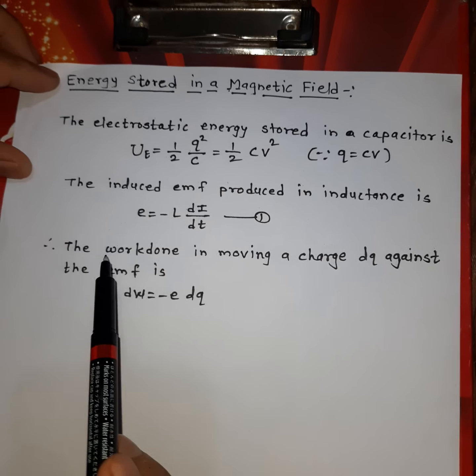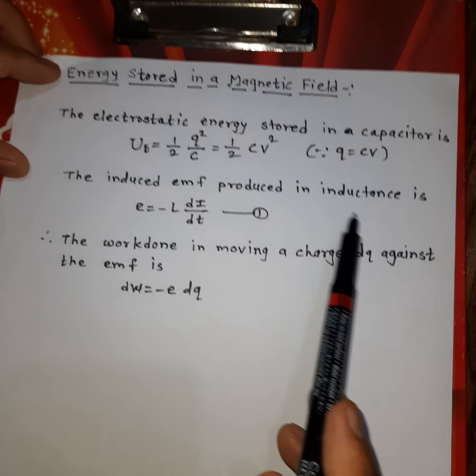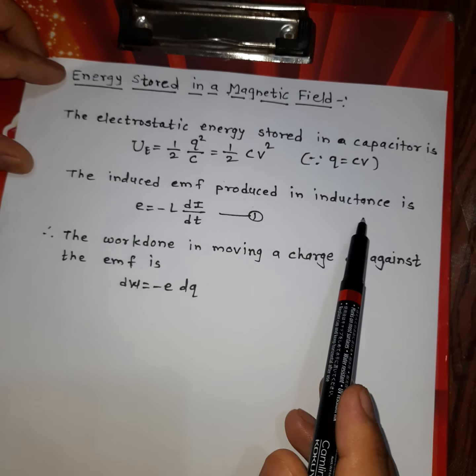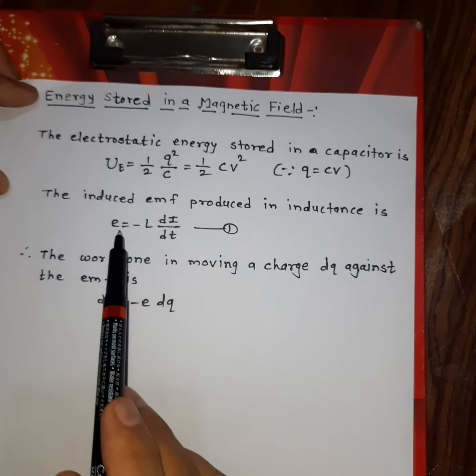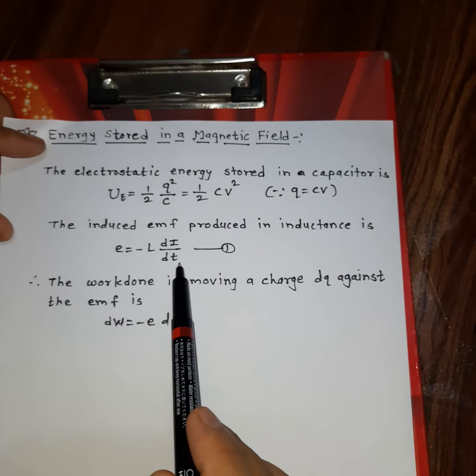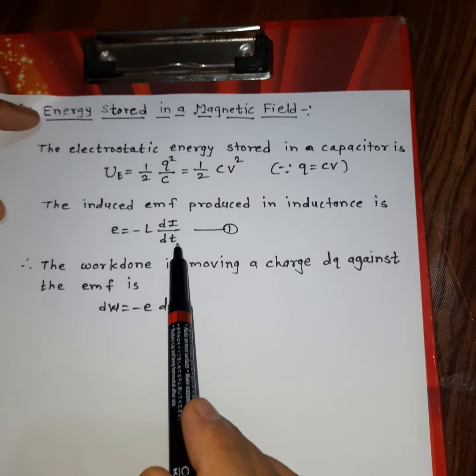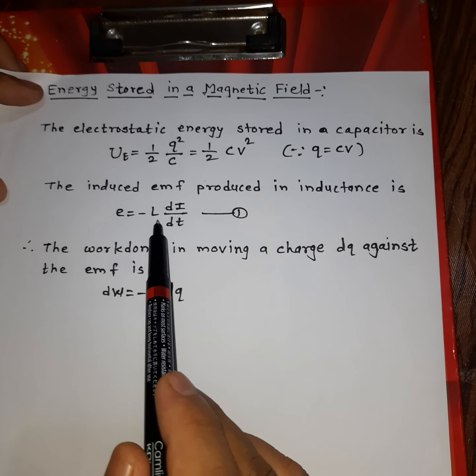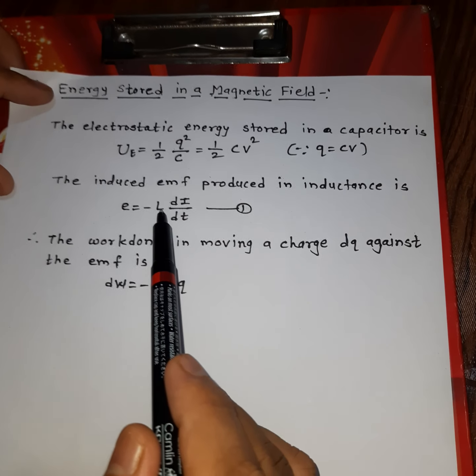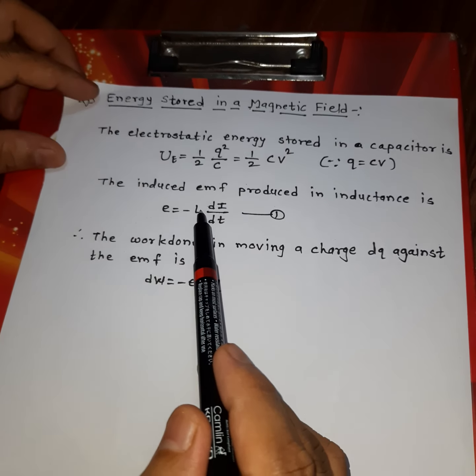So for that we want the induced EMF produced in the inductance. This also we have taken previously. The induced EMF produced in the inductance or inductive coil is E is equal to minus L into di by dt, where di by dt is the rate of change of current and L is the inductance. Now what we have to find? We have to find out the energy spent. So for finding the energy spent, we have to find out the work done.